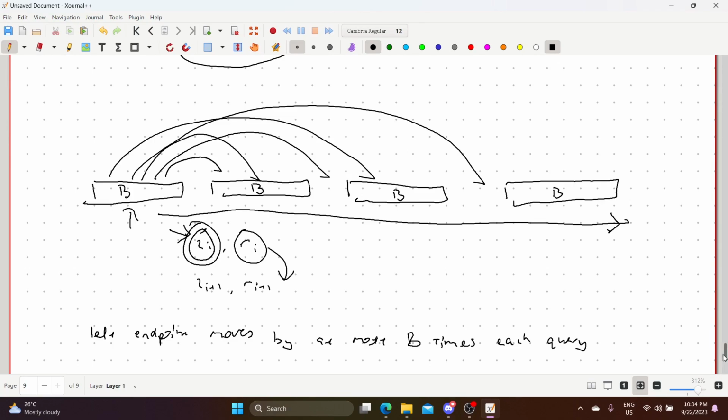So what this means is that as we move on, like what I said just now, we sort based on the bucket of the left endpoint first. So when we move to a new bucket, we can use the same argument again.